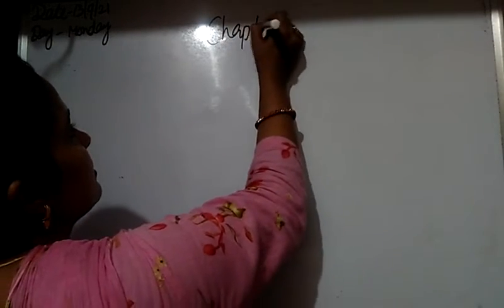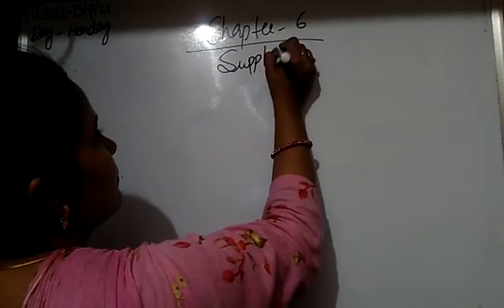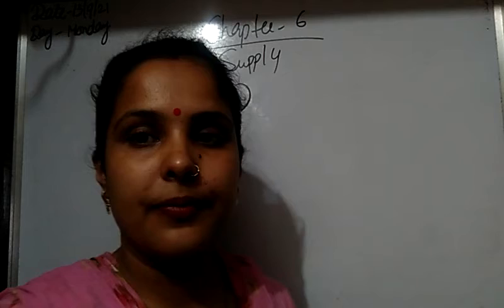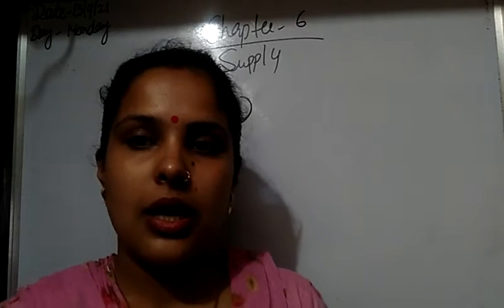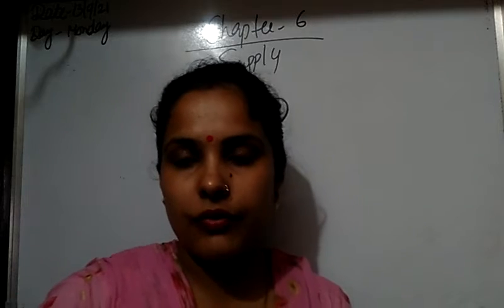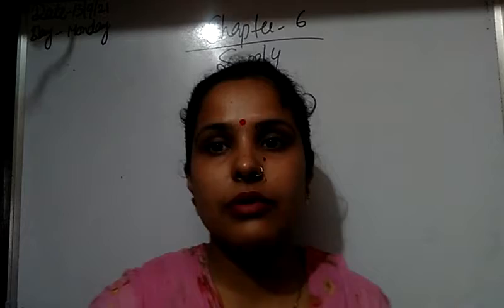Students, today I am going to start your next chapter. Chapter number 6, supply. In this we understand the meaning of supply, the supply curve, supply schedule, and determinants, the factors which affect the supply of a commodity. Okay, students, first we understand what is supply.